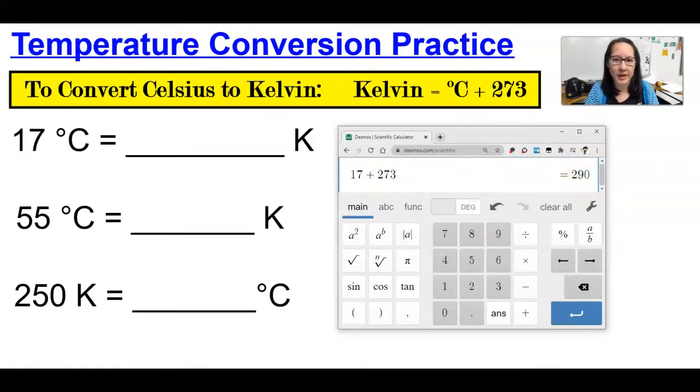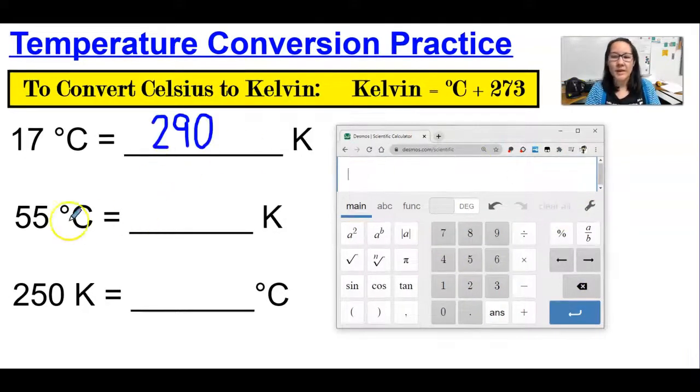will be 290. My second temperature, 55 degrees Celsius, if I want to change that to Kelvin, then I would take 55 and I would add 273, and that would give me my Kelvin temperature, 328.